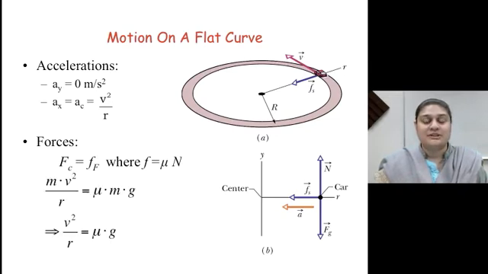And if you do this calculation real quick, F is equal to mv squared over r, and the frictional force is equal to mu n, and n equals mg. So the quick calculation will show the maximum speed in order to round this curve properly is going to be given by v squared over r equals mu g.